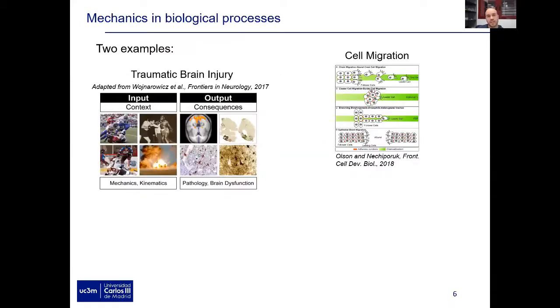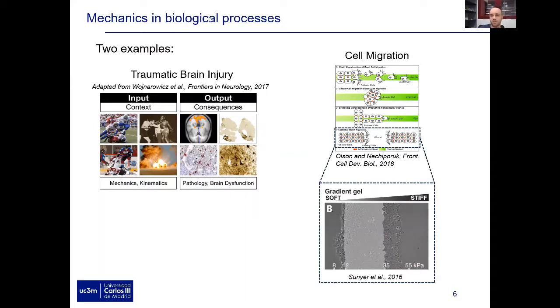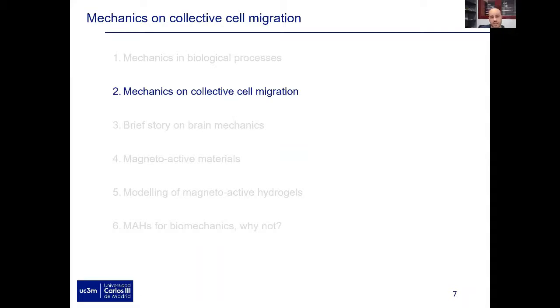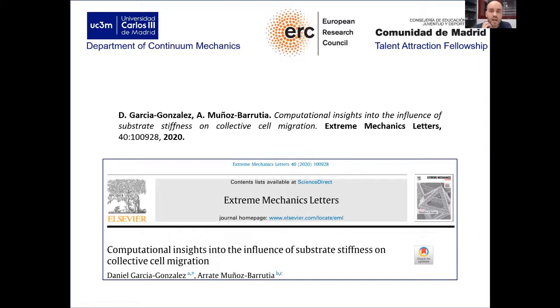I just want to present today some works already published. The first one, I'm going to focus on collective cell migration, and then I'm going to move, quite briefly, to how to model the implications of traumatic brain injury. Regarding this work on collective cell migration, to be honest, this is quite a new topic for me that I started with some people here at my university. This work was published this year in Extreme Mechanics Letters with Arrate Muñoz-Barrutia.